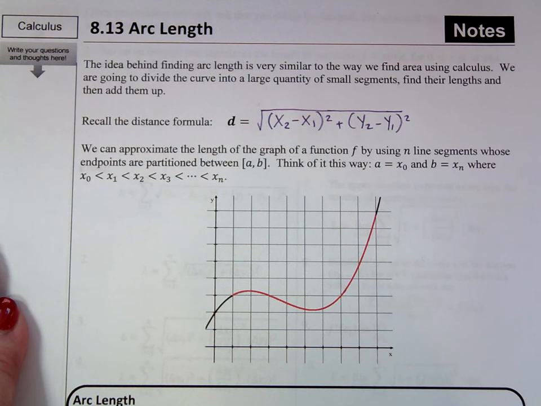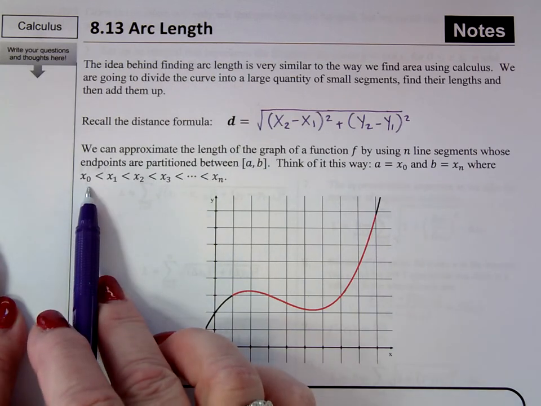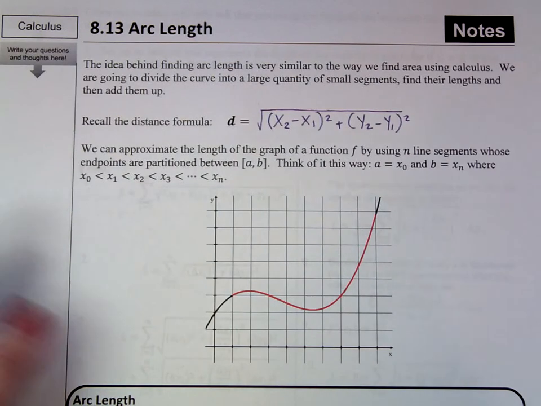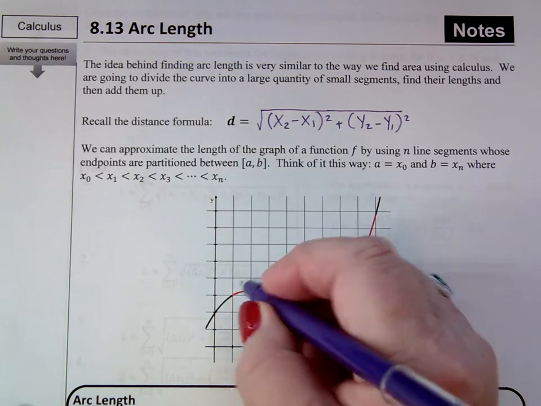We can approximate the length of a graph of a function f by using n line segments whose endpoints are partitioned between a and b. Think of it this way, that a is x0, your initial x value, and b is where you're finishing, the final x value. And you're taking little segments between that, where you start, the initial value, and where you stop. That's the math gobbledygook idea of it. Let me show you a visual. It makes it a little bit easier.